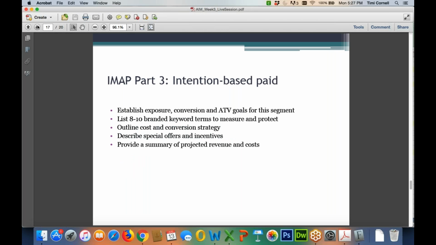All right, then with the intention-based paid campaign, you'll, like the prior campaigns, establish the exposure goal, conversion rate goal, and ATV goals for this segment. And then you'll list 8 to 10 specific branded keyword terms to measure and protect. You'll outline the cost and conversion strategy. And within this section, what I'm looking for is, why did you select the keywords that you did? And you need to tie in the broad and the targeted campaigns, because both of those are actually going to help fuel branded search. Then you'll describe the special offer and incentive and provide a summary of projected revenue and costs.